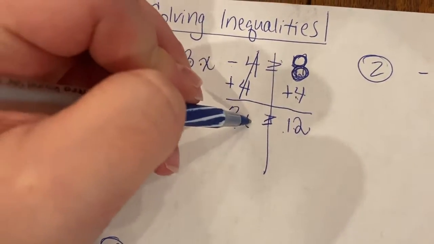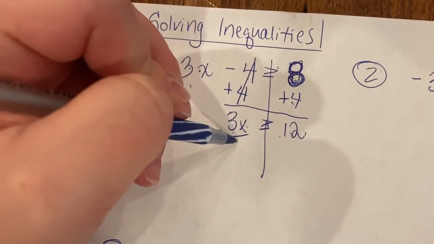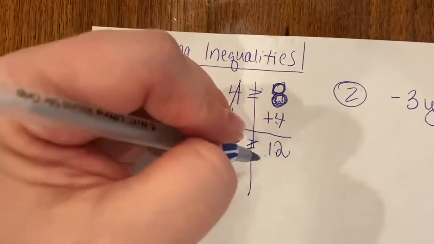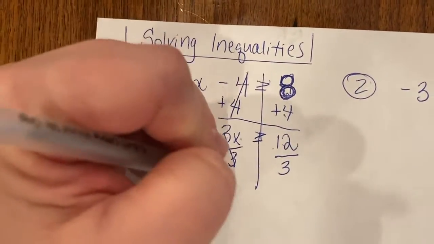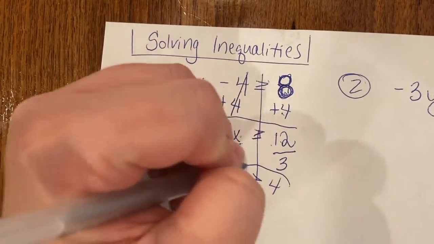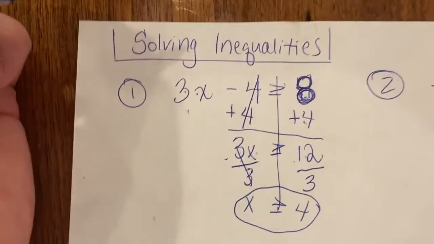Now my last step, remember doing to one side what you do to the other, is to undo this operation between the 3 and the x. Since they're right beside each other, that's being multiplied. I have to divide. Division is the opposite of multiplication. So I divide both sides by 3, and I get x is greater than or equal to 4. So there's my final answer: x is greater than or equal to 4.